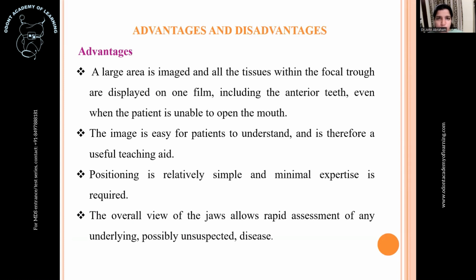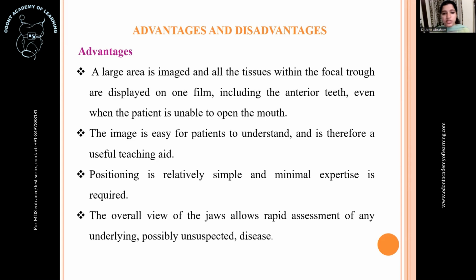So these are the landmarks. And coming to the advantage of using a panoramic radiograph, a large area is imaged. We have seen different pictures of panoramic radiographs by now. So we know that a large area is imaged and all the tissues within the focal trough are displayed on the film, including the anterior teeth, even when the patient is unable to open the mouth. So in case of a trauma where there's a fracture in your TMJ region, the condyle region, and the patient is unable to open the mouth, this particular procedure can be carried out so that we get to know what has happened and where the fracture is.